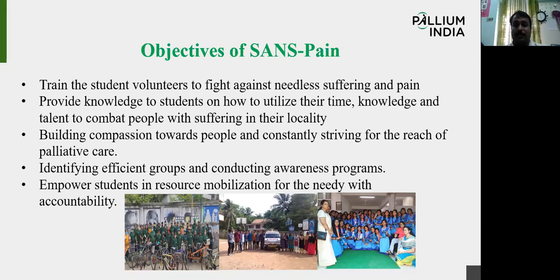There also we are trying to implement some projects. One of the major projects we introduced in schools and educational institutions is 1 Rupee, 1 Life. They will be contributing 1 rupee a day, and they will be collecting all that money at the end of the month. They will be distributing it to the needy, or satisfying the needs of the beneficiaries.